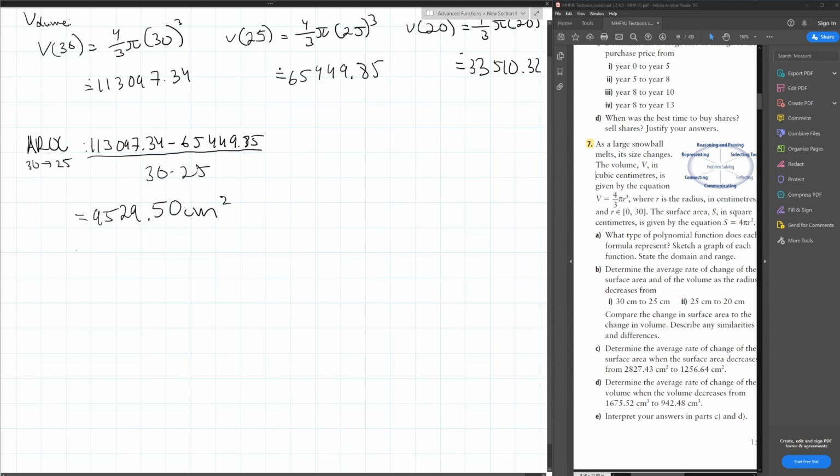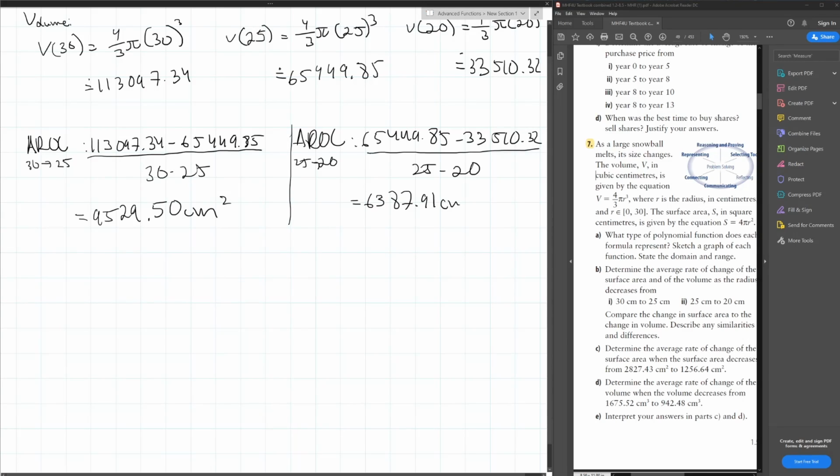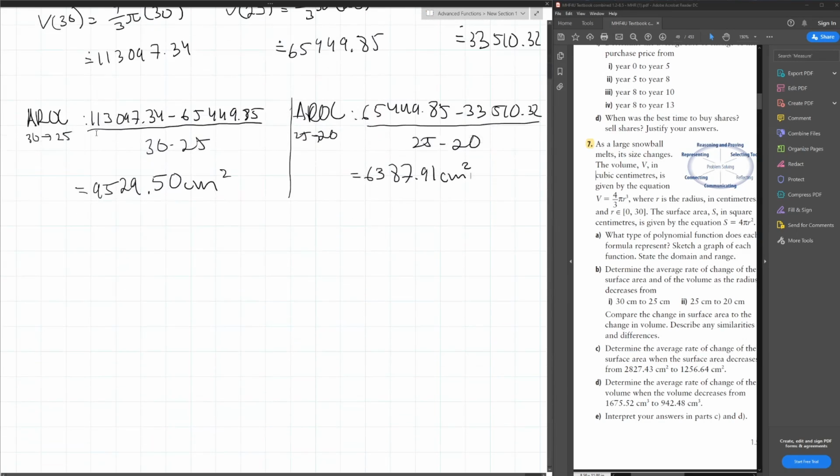And then we have our second one, AROC, from 25 to 20. We had 65,449.85 minus 33,510.32 all over 25 minus 20, which is equals to approximately 6,387.91 centimeters squared. There you go. Those are our two answers for the volume portion.